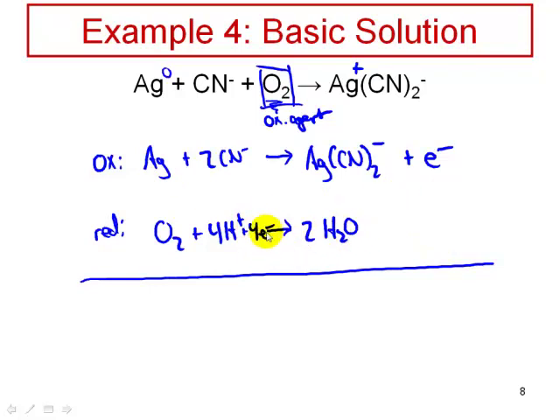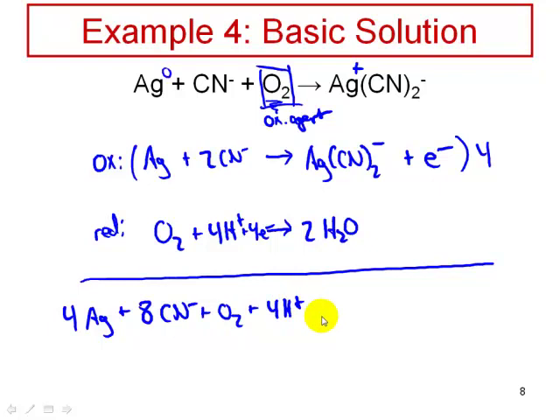Before I add these 2 half reactions together, I've got to make sure electrons equalize. Down here on the bottom, 4 electrons get used in that half reaction. 1 is produced up here, so I've got to multiply that by 4. When I do that, what I'm going to get is 4 silver react with 8 cyanide, CN minus, and then they're going to react with an oxygen, and then 4 H plus, and this is going to yield on the top 4 of these complex silver cyanide ions, and then on the bottom we have the 2 waters, so plus 2 H2O.